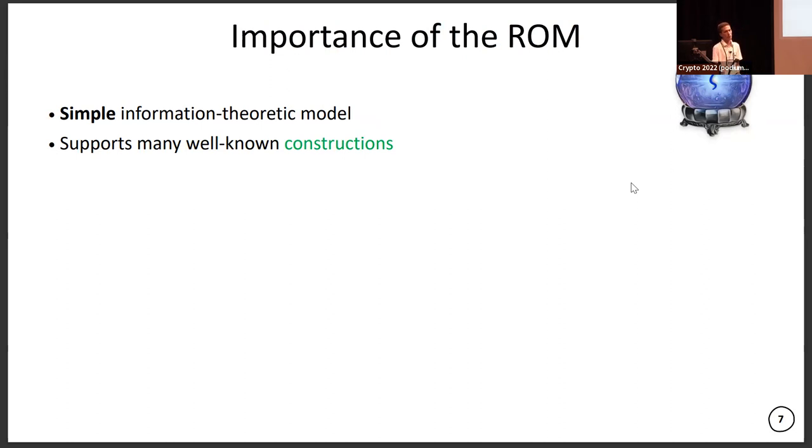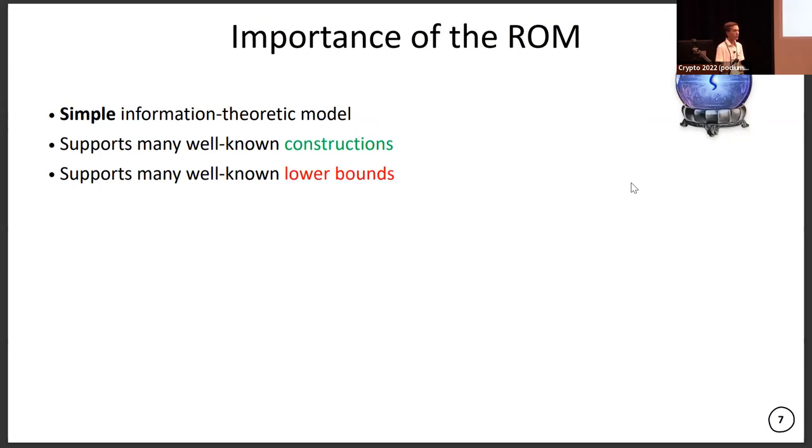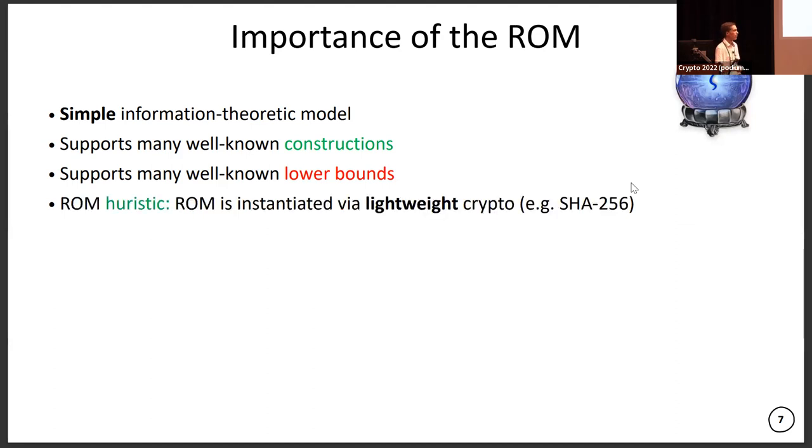And while there are many constructions in the random oracle model, there are also many lower bounds in the random oracle model. It is the basic step to prove a lower bound, which is mainly done by information theoretic schemes and techniques. Furthermore, there's the ROM heuristic, which means that if you have a construction of some primitive in the random oracle model, then you can switch back to the standard model by replacing the random oracle by some lightweight primitive. For example, you can take the random oracle and substitute it with some hash function.